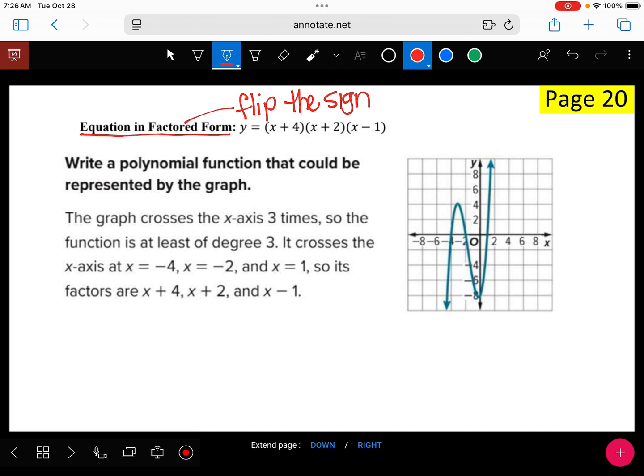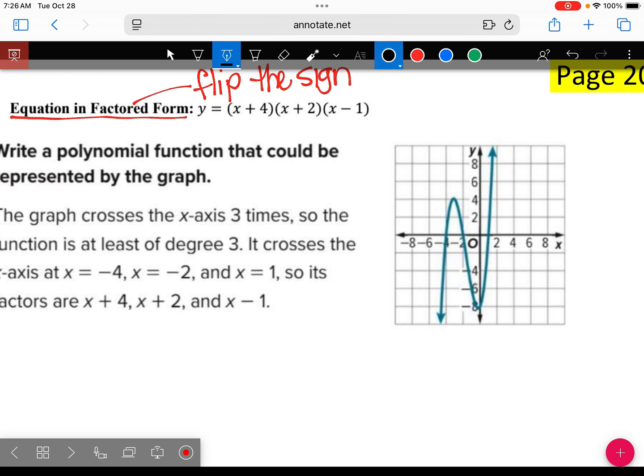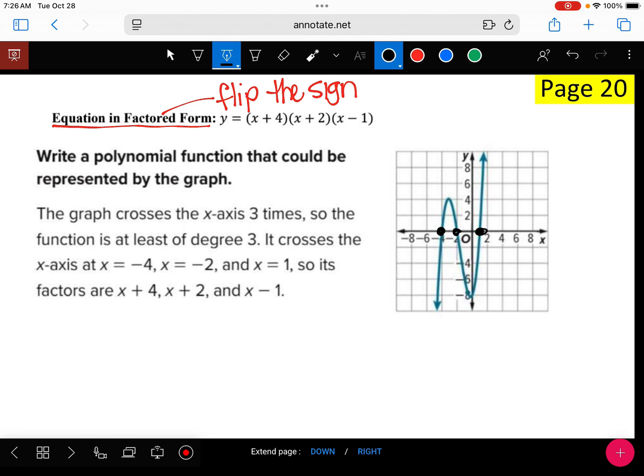So this one crosses the x-axis 3 times. So we have an intercept here, here, and here. The first time it crosses at -4, but notice that the factor is x plus 4 because we flipped it. The second time it crossed at -2, but the factor would be x plus 2. And the third time it crossed was at x equals +1, so the factor is x minus 1.